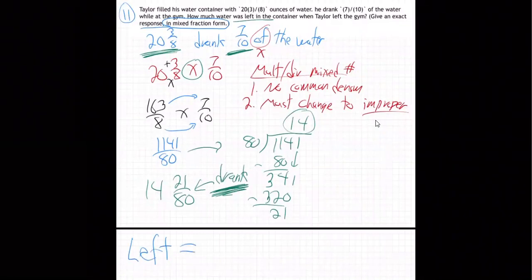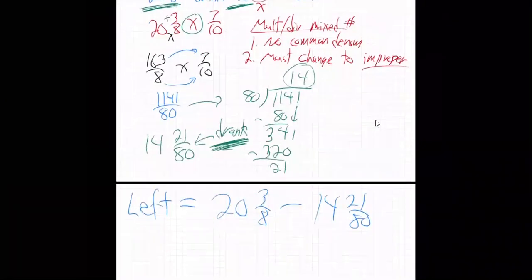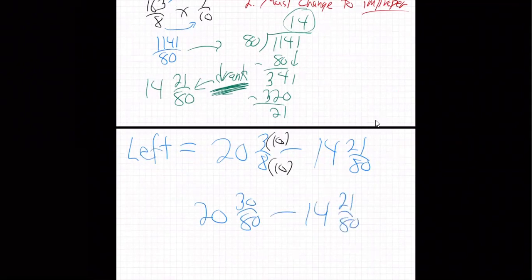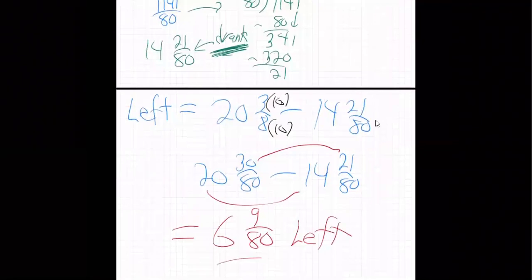What is left is 20 3/8 take away what he drank, right? I've got to subtract what he drank from what he started with, don't I? To subtract these, you have to have a common denominator, so multiply top and bottom by 10. So this becomes 20 and 30/80 minus 14 and 21/80. Now we can finish it up. 20 minus 14 is 6. 30 minus 21 is 9/80. There we go. That's how much is left.